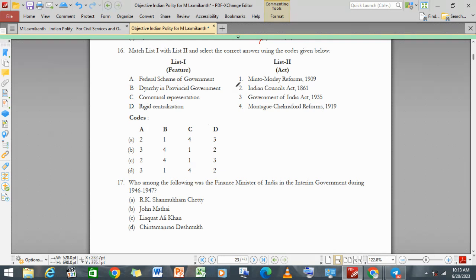Question 16. Now, match the following. We have the features and the acts. Federal scheme of government, diarchy in provincial government, communal representation, rigid centralization. Rigid centralization was in the earliest, in the Company rule. Communal representation came in 1909, right?